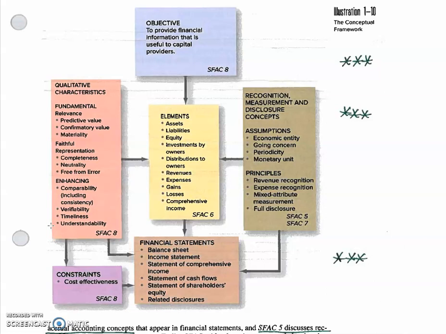Now, that assumes a relatively informed user. In other words, somebody that understands financial statements. Now, constraints, you only see one here. Usually we talk about two constraints, but the constraint here is cost effectiveness. In other words, the cost of providing financial information should be less than the benefit that's derived from using it.